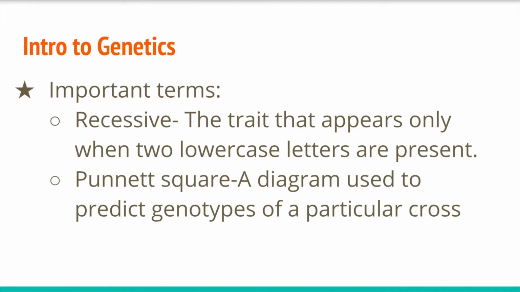The recessive trait is the trait that appears only when there are two lowercase letters present. So it has to be the two lowercase letters because the capital letter represents a dominant trait. A Punnett square is a diagram used to predict genotypes of a particular cross. And we'll begin doing Punnett squares probably the next day to dive into that aspect.